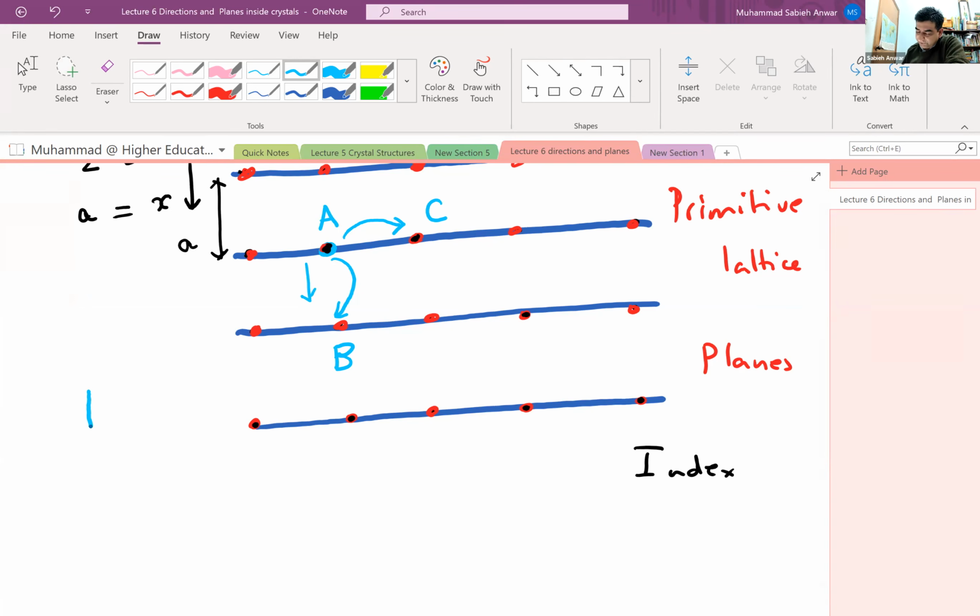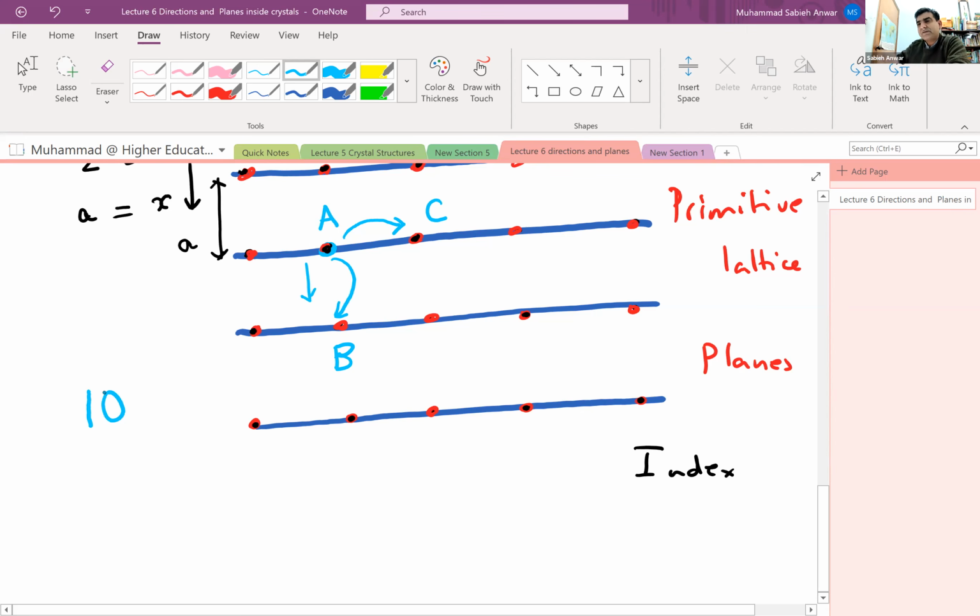If I start from A and I move towards B, I do see a crossing at B. All right. So there is one crossing in advancing from A to B. However, when I move from A to C along the y direction, I do not see any crossing because I'm moving along the plane. So I put a number 0 in the second position.